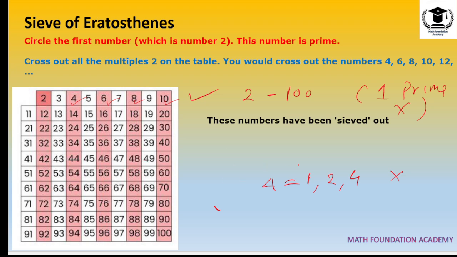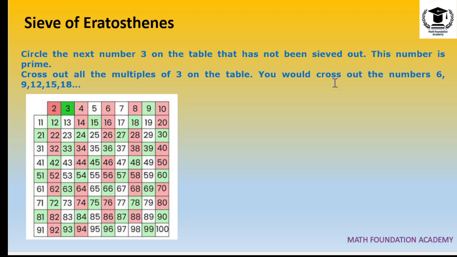In the next step, we'll repeat this exercise with number 3. So again, we'll start with number 3. We'll just circle the number 3 because number 3 is a prime number, right? And then we'll strike out all the numbers which are multiples of 3. So here the multiples will be 6, 9, 12, 15. These are the multiples of 3. It means these are not prime numbers. So so far we have removed multiples of 2 and multiples of 3.